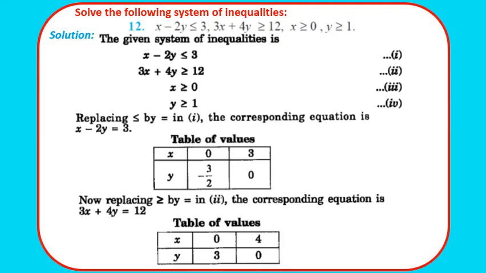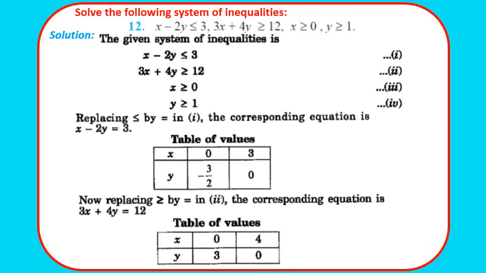Okay, so writing the inequality as an equation, we get x minus 2y equals 3. So putting x equals 0, y is minus 3 by 2, and putting y equals 0, x equals 3. Taking the second inequality as an equation, we get 3x plus 4y equals 12. So putting x equals 0, we get y equals 3, and taking y equals 0, we get x equals 4.